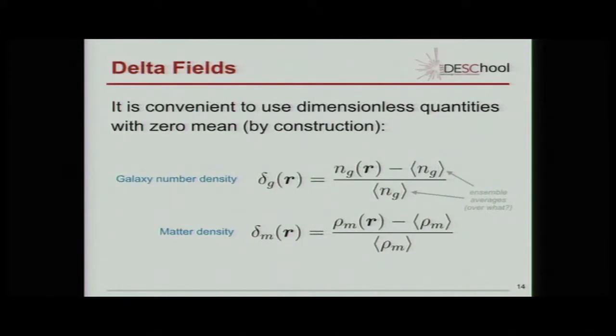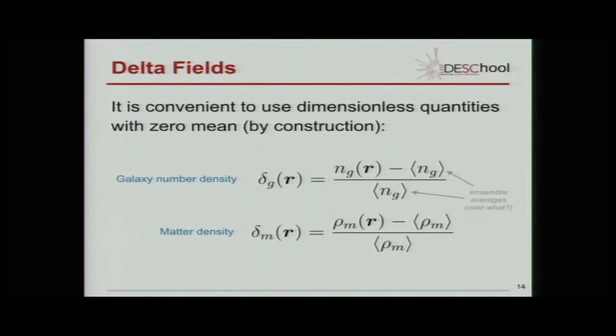But these units of galaxies per quarter, we'd like to not use things with dimension. So we nearly always take what we actually measure and turn it into what we call a delta field. The delta field that we can construct from your experiments is a delta field for galaxies, where we're measuring the number of galaxies in a quarter centered at R, and we'll subtract from that the mean and then divide by the mean. So we're going to get something that by construction has a mean of 0, and we've taken out the dimensions.